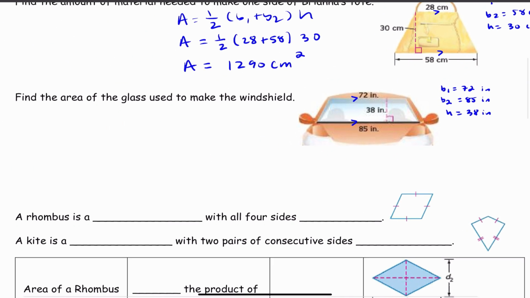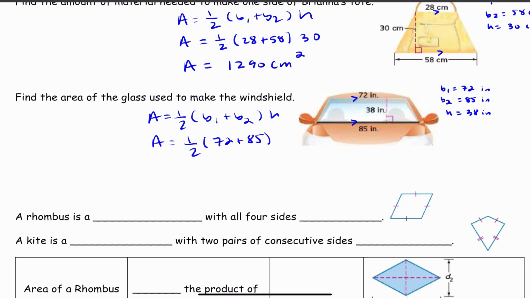Okay? Alright, so using that formula, A equals 1/2 times B1 plus B2 times the height. A equals 1/2 of 72 plus 85 times the height, 38. So A equals 2,983 inches squared.